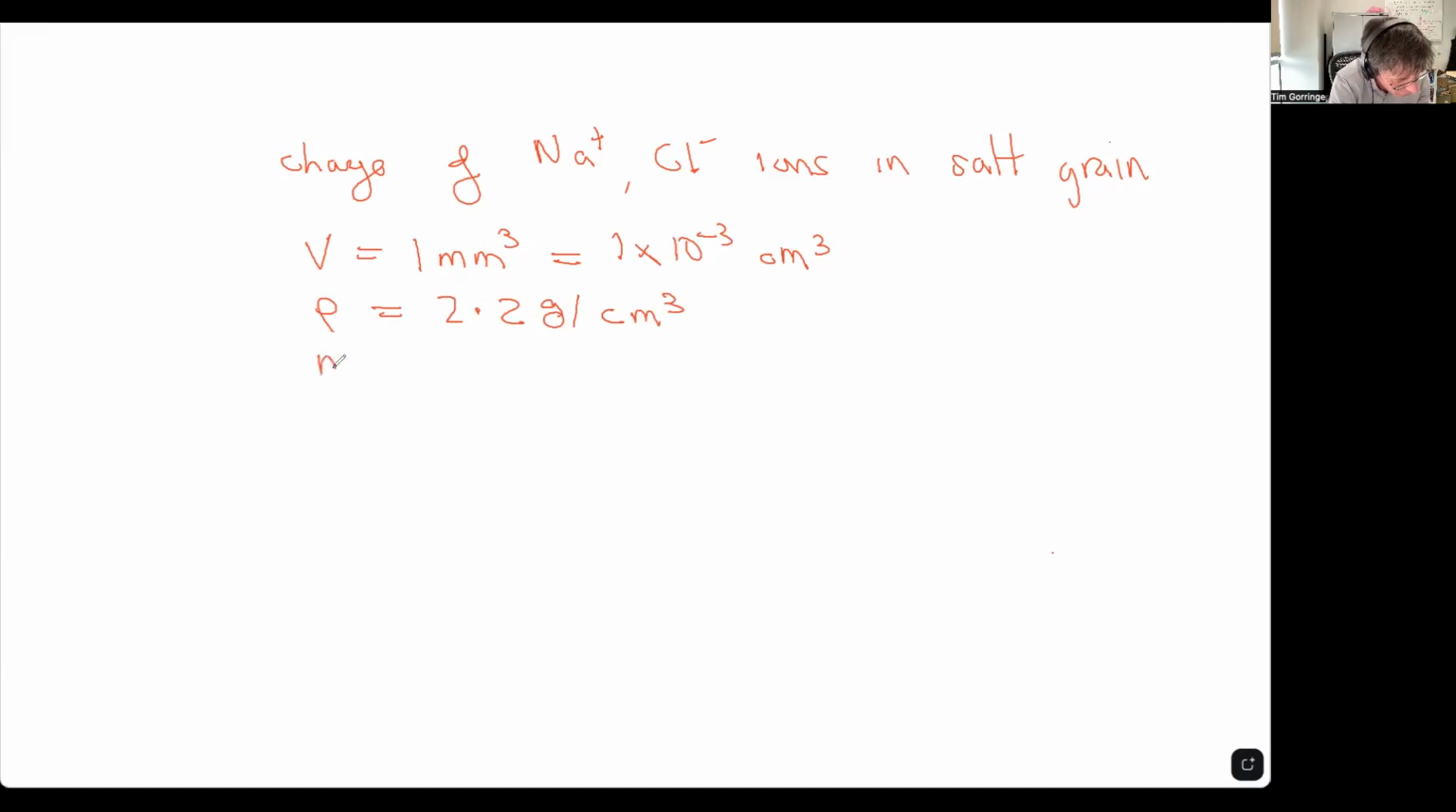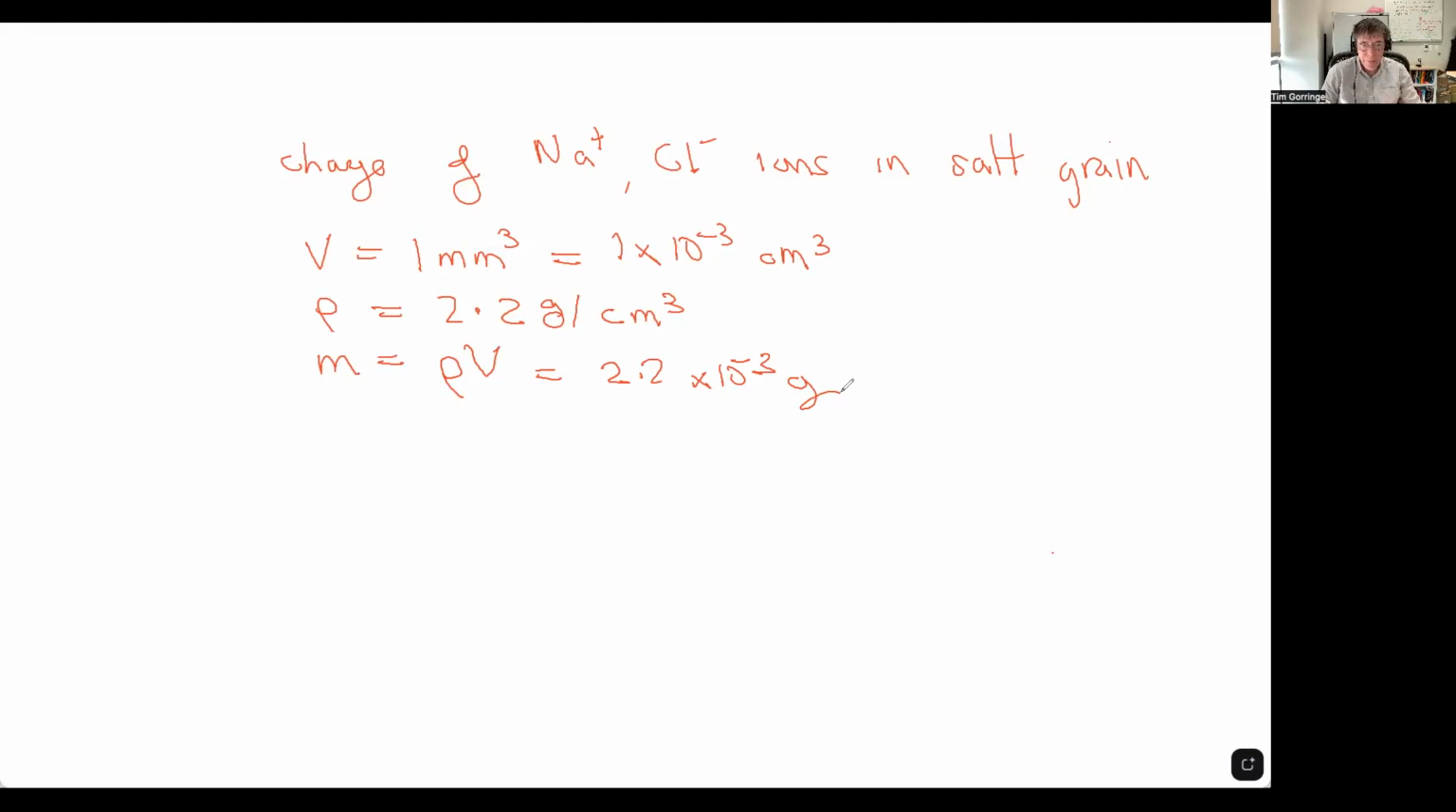The mass of the grain of sodium chloride, which I call lowercase m, in grams, is the density of the sodium chloride, that's the rho, times the volume of my grain, that's the V. So I've got 2.2 grams per centimeter cubed times 10 to the minus 3 centimeters cubed. Multiplying those together, I have 2.2 times 10 to the minus 3 grams. That's the mass of the sodium chloride grain.